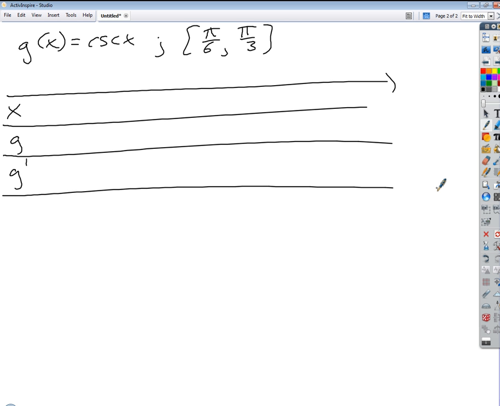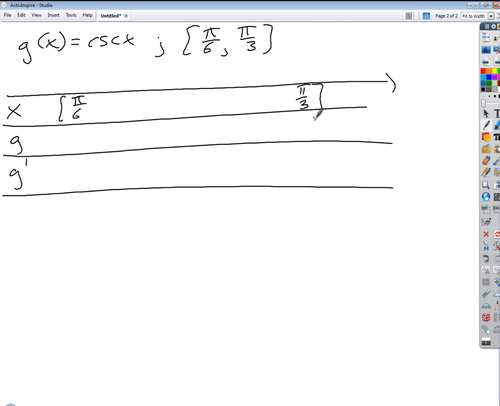So the endpoints are at X equals pi over 6 on the left and pi over 3 on the right. We're trying to find absolute extrema, so where can those occur? At endpoints, or what do we call those values of X? Critical numbers. Good, so we have to find the critical numbers.